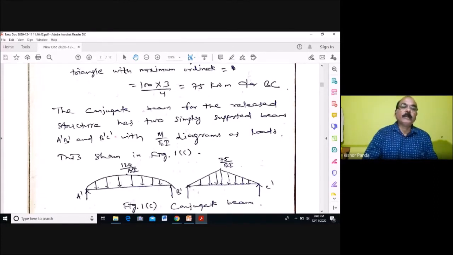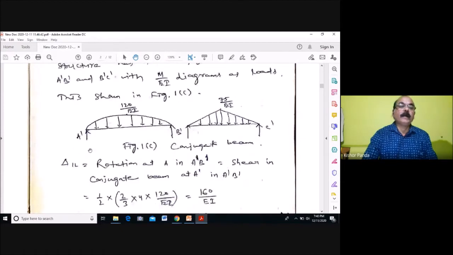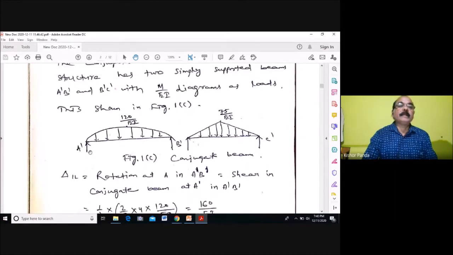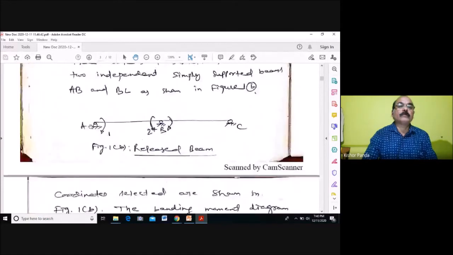And the bending moment by EI diagram is the loading for the conjugate beam. You know this is, and here also you know the bending moment here is 75. So the M by EI diagram is the loading for the conjugate beam. Your objective is to find what is the displacement at coordinate 1, and what is the displacement at coordinate 2.